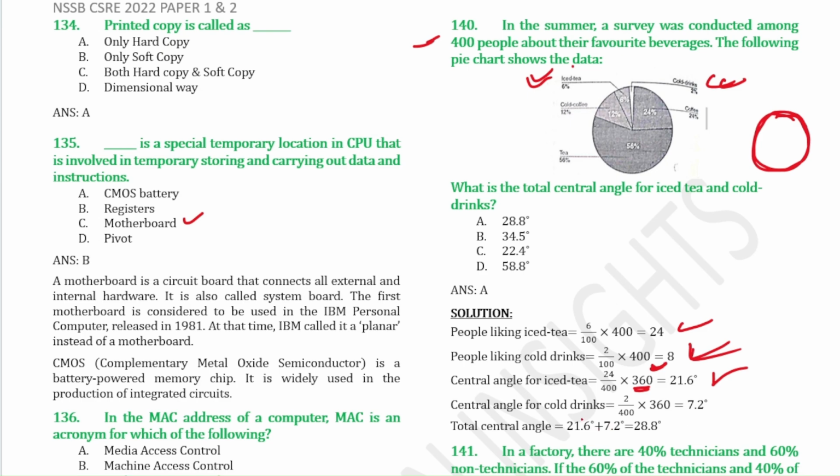And then similarly for cold drink, same process. This should be 8, so 8% like cold drinks, right? So 8% they like cold drinks. You find the angle, and you will get 7.2 degrees. Now you have to find the total central angle of iced tea and cold drink. So you just add the angles, then you will get 28.8.